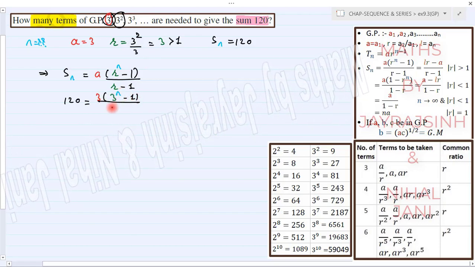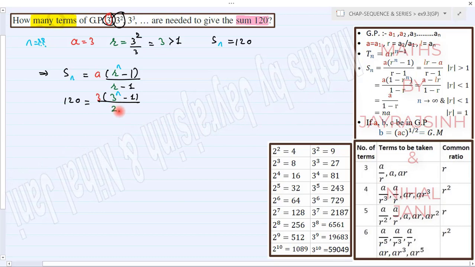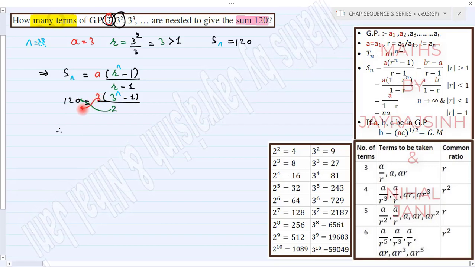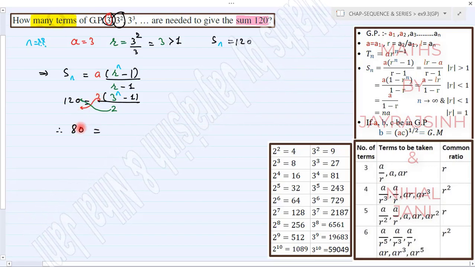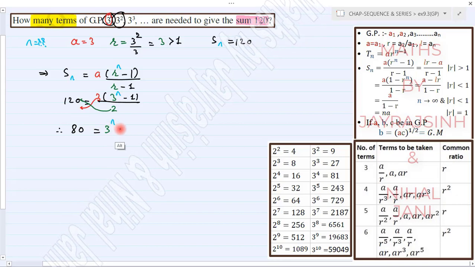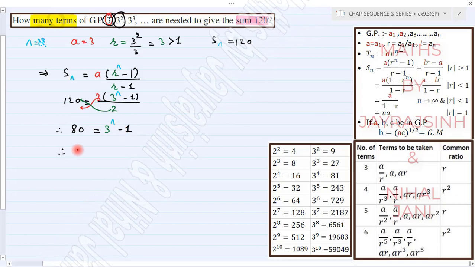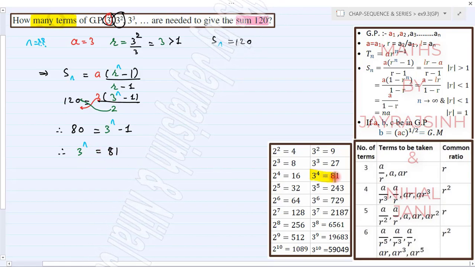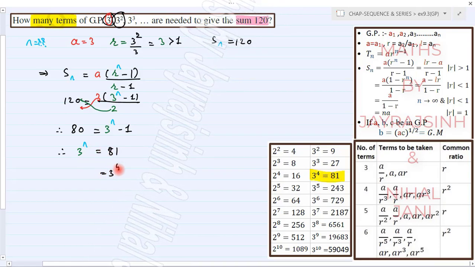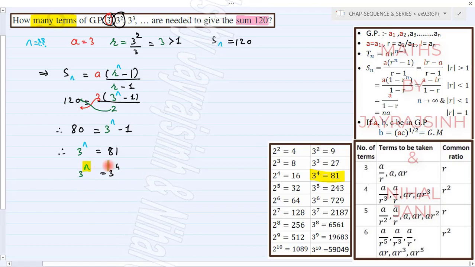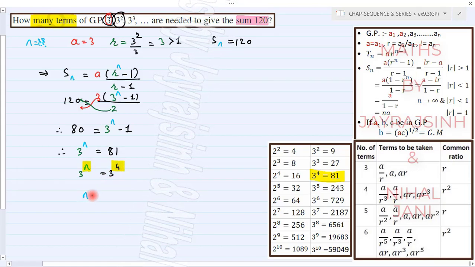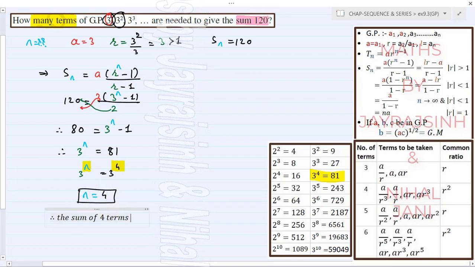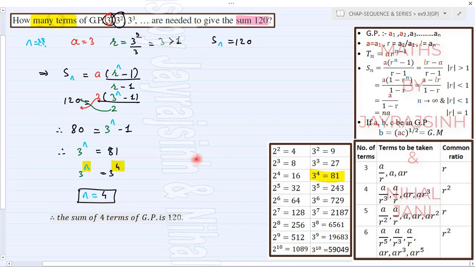So, in the denominator we'll get 3 minus 1, or we can say 2. Now, if we multiply by 2 and divide by 3, we will get 80 is equal to 3 raised to n minus 1, or we can say 3 raised to n is 81, which is also 3 raised to 4. So, if we compare the power of 3, we will get n is equal to 4. Therefore, the sum of 4 terms of the GP is 120.